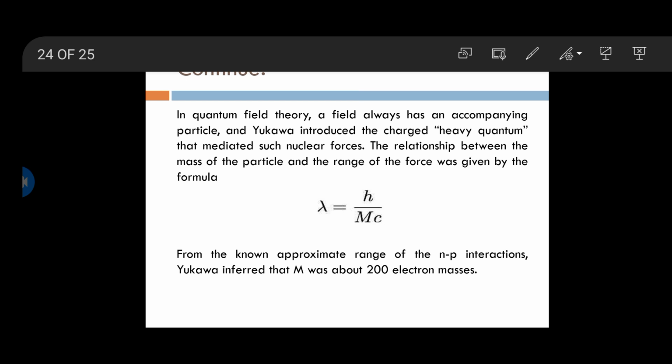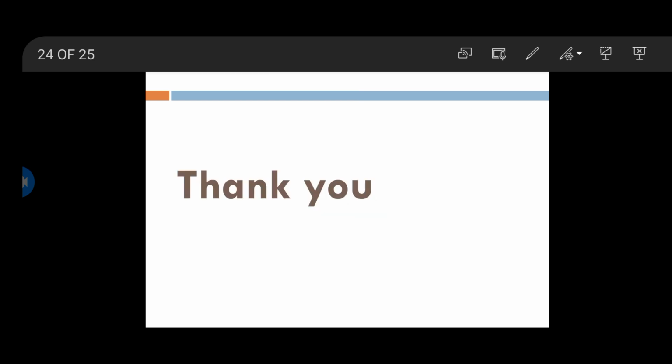And so in conclusion, we can say that mesons are actually virtual particles that exist for a very short time interval and carry large energy.